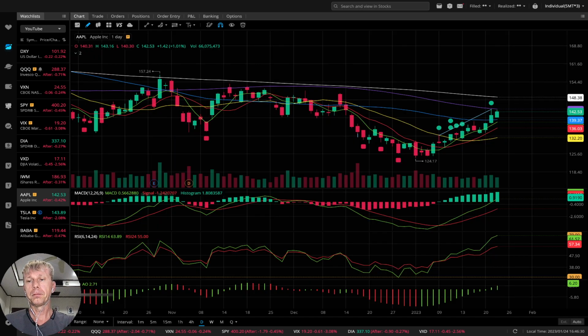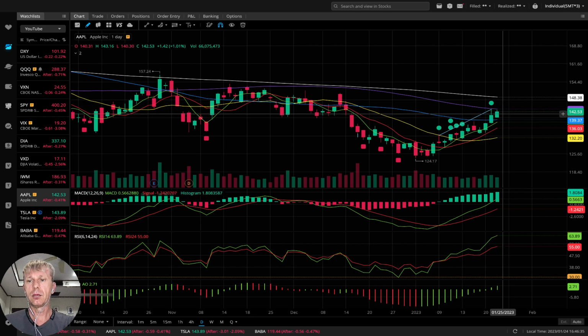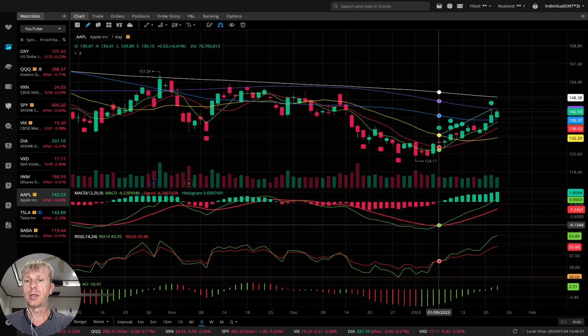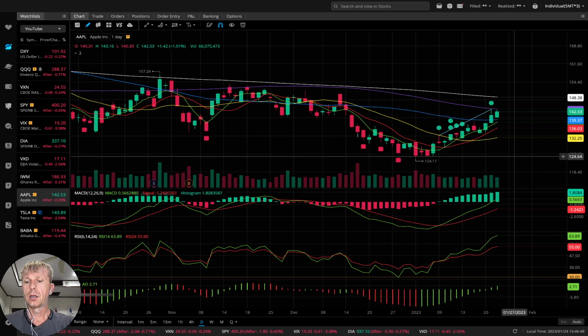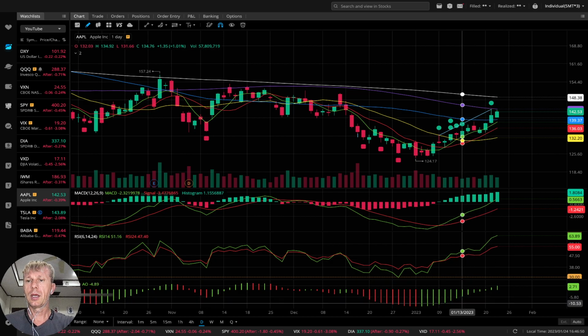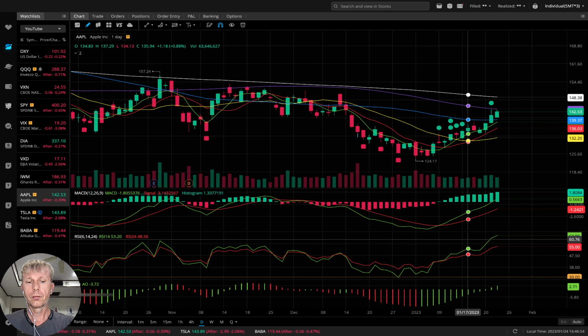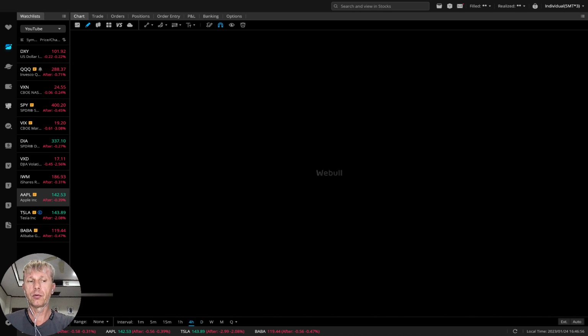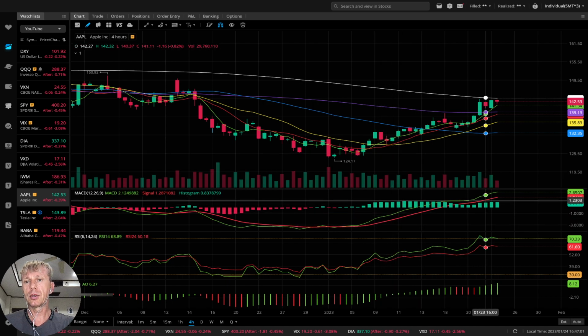Let's move to Apple. Apple daily, green bar 4 days in a row. Actually, it's a bullish trend since January 9. Bullish trend on all indicators on daily time frame. Let's move to 4 hours. 4 hours, bullish trend on all indicators.